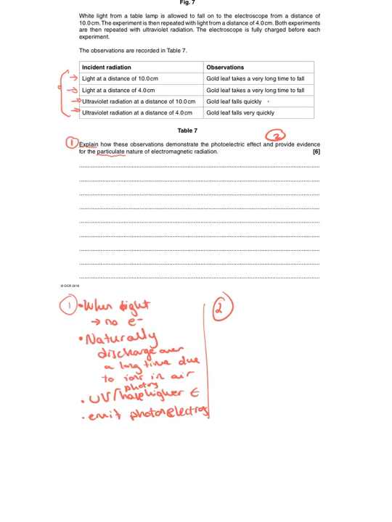It also constitutes an instantaneous emission or discharge, which is very important because it says the gold leaf falls quickly at 10 centimeters, but at 4 centimeters, UV is more intense, but it results in a faster rate of emission.